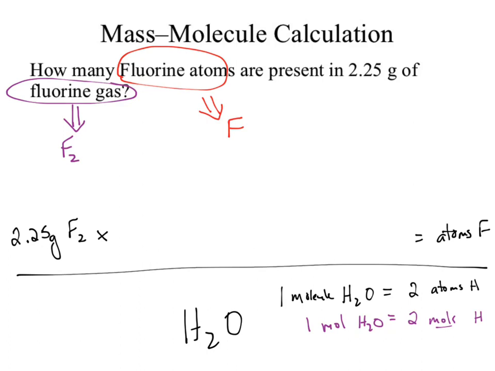What do I mean by that? What is our conversion factor? We're trying to relate F to F2. What is that relationship?